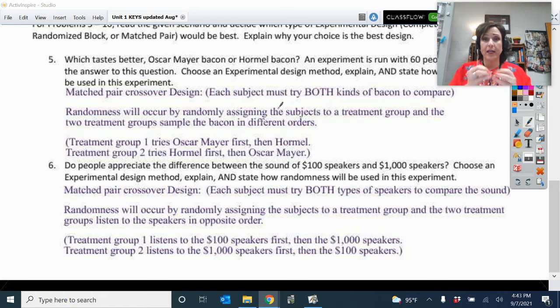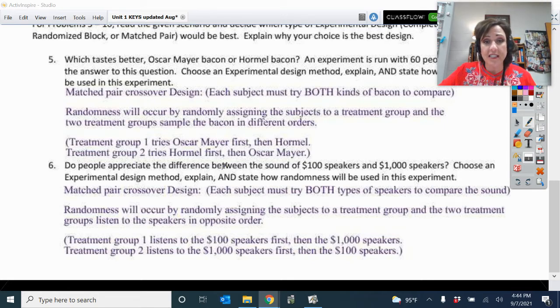It occurs in randomly assigning half the subjects to do Oscar Mayer first and then Hormel, and the other half will go Hormel bacon and then Oscar Mayer. So it happens in the order, like the old toothpaste and orange juice thing, so the order isn't affecting how well the other tastes. So that happened with number 6 as well.